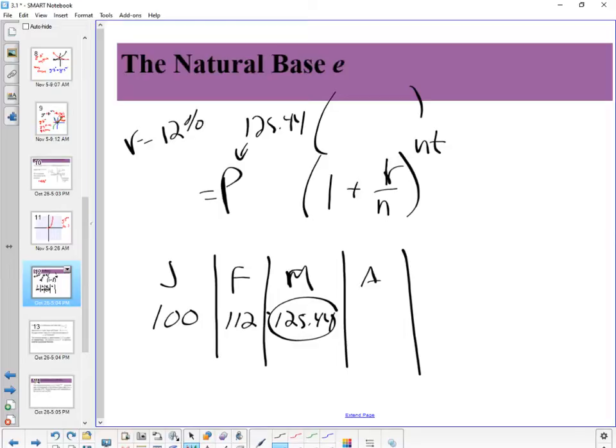So this would give me the 0.12, which is the rate, and I would have 1.12, and that simply gives me how much I owe altogether, correct? So I have 125.44 times 1.12, and now I owe them $140.49. We'll round it off.